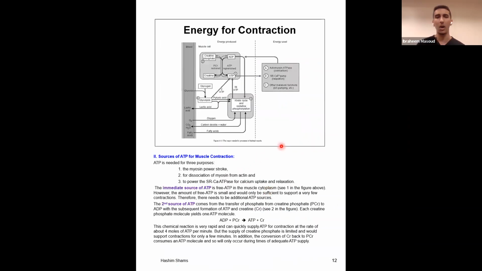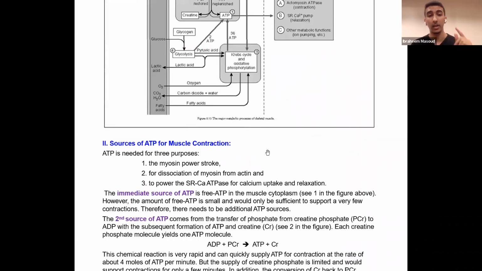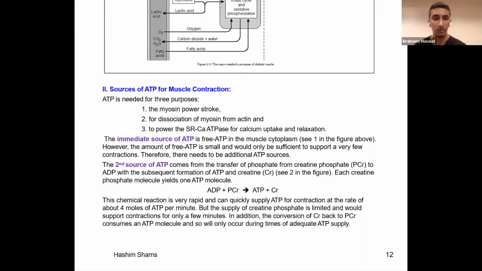Okay. Now, what I told you is the need of ATP. We said power stroke. It's written here. We said dissociation of myosin from actin, which means to basically just let go, right? When ATP binds to myosin, it lets go of actin. And for the ATPase, SERCA, we need ATP for that. So these three things we need ATP for. I already mentioned them, so you should know them by now.